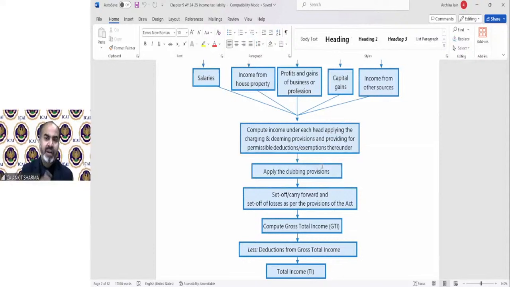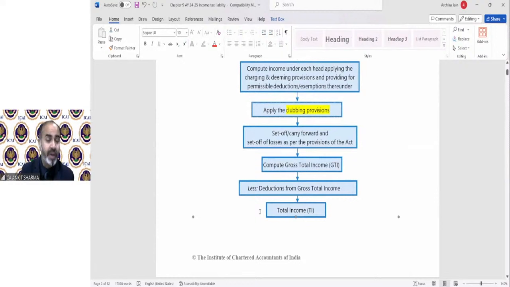So after the calculation of these five heads of income, we need to apply the clubbing provision. You must have discussed it with the other faculties, or we can say the other faculties have discussed this with you. Then the set off and carry forward provisions of losses as per the provisions of the Act. After applying the clubbing and set off, this will be called computed gross total income. After that, from the gross total income we will deduct the deductions under sections 80C to 80U. And then we will have our total income, or taxable income, that is income chargeable to tax.